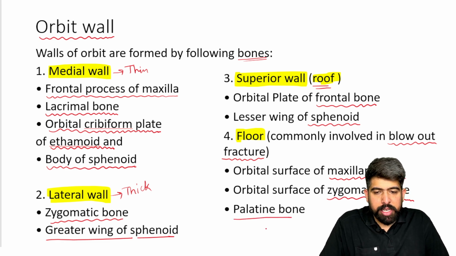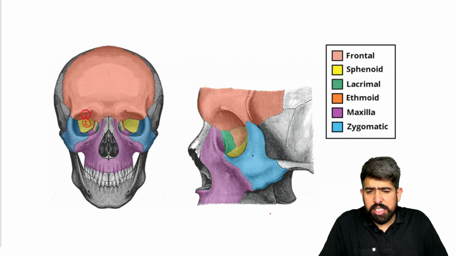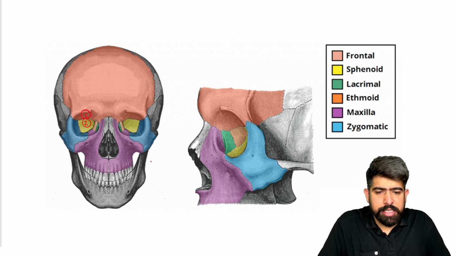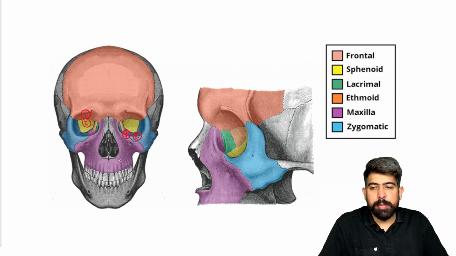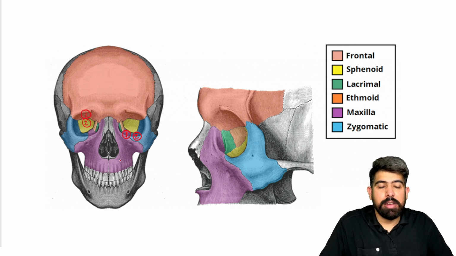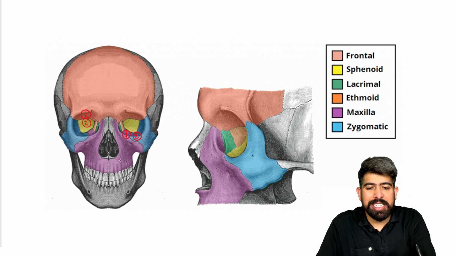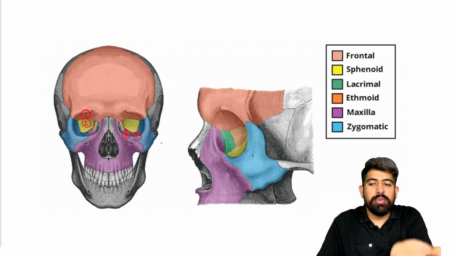So let's check it out in the diagram. You can see here, this one is the maxillary part of the orbital floor, the first bone. The second one is the zygomatic bone part, and the third bone is not visible here because the palatine bone is in the mouth. The roof of your mouth has the palatine bone, so it participates from the inferior side.